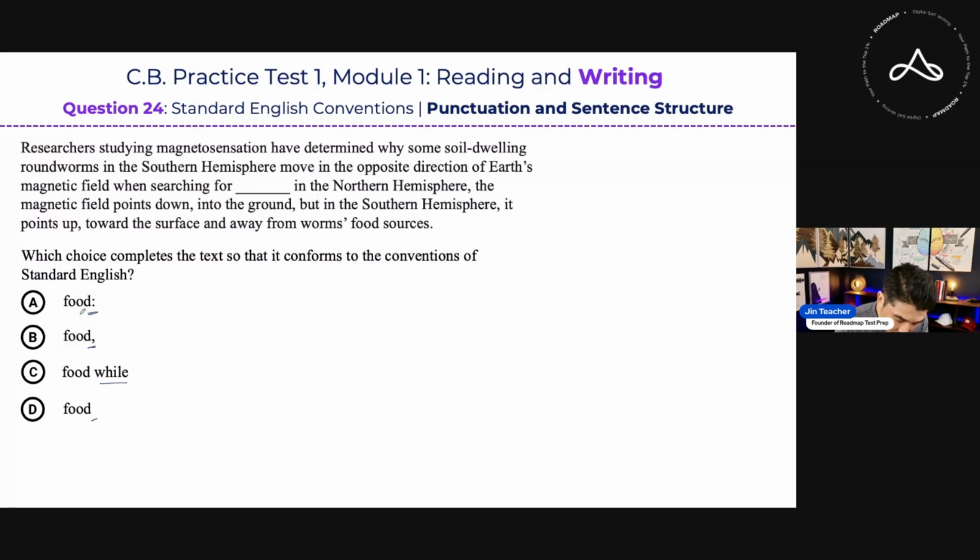when searching for food. In the northern hemisphere, the magnetic field points down into the ground, but in the southern hemisphere, it points up toward the surface and away from worms' food sources. Okay, so again, like I said, you guys are going to have to read to the end of the sentence, right, and just make observations.